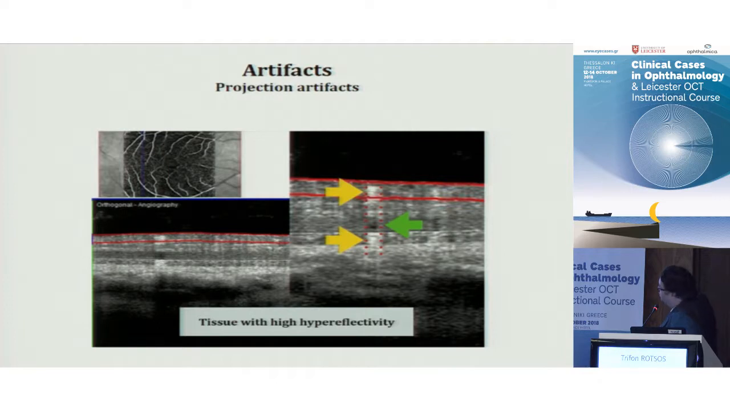Again, when you have a tissue with high hyperreflectivity, it may project in a different level. Here you have a vessel in the superficial capillary plexus. It's superficial, but because you have this area with high hyperreflectivity, sometimes it may project over here. And if you put your slab over here and you're not sure that this is projected, you may mistake this area for something active.